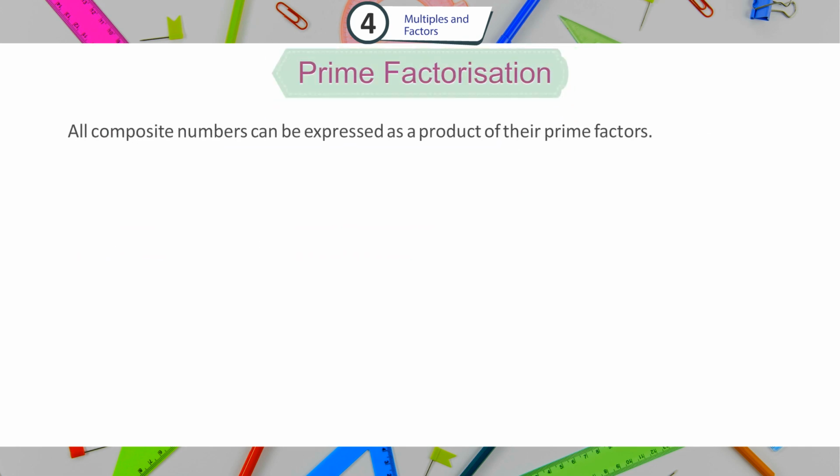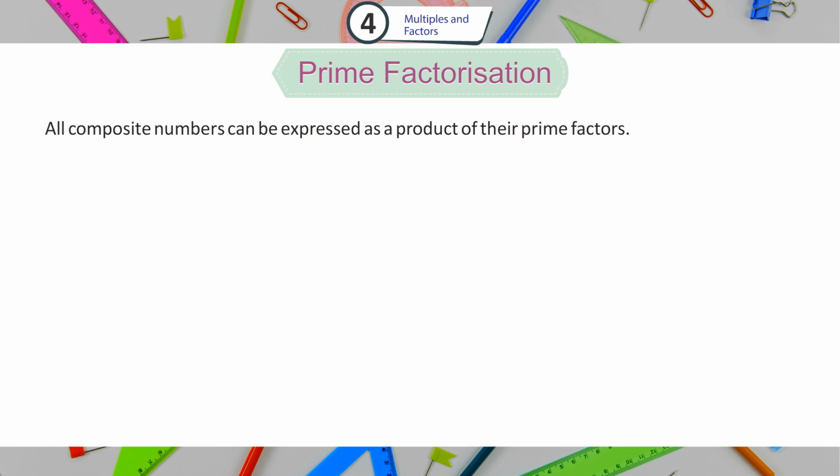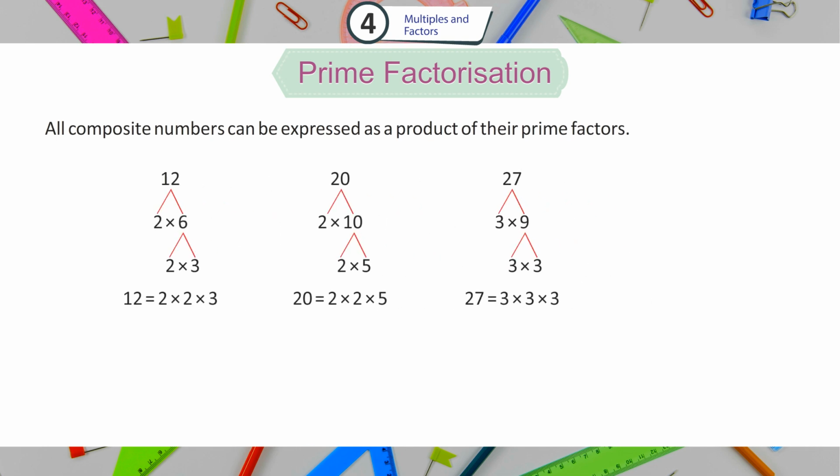Prime factorization. All composite numbers can be expressed as a product of their prime factors. 12: 2 into 6, 2 into 3. 12 is equal to 2 into 2 into 3. 20: 2 into 10, 2 into 5. 20 is equal to 2 into 2 into 5. 27: 3 into 9, 3 into 3. 27 is equal to 3 into 3 into 3.